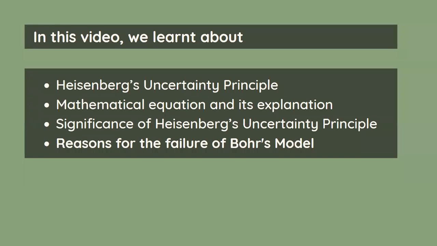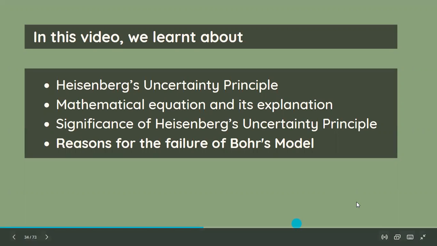In this video, we learned about Heisenberg's uncertainty principle, the mathematical equation and its explanation, the significance of Heisenberg's uncertainty principle, and the reasons for the failure of Bohr's model. In the next video, we will be solving a few in-text questions related to Heisenberg's uncertainty principle. After that, we will start with the quantum mechanical model, which basically gave a solution to all these new concepts that had come up.